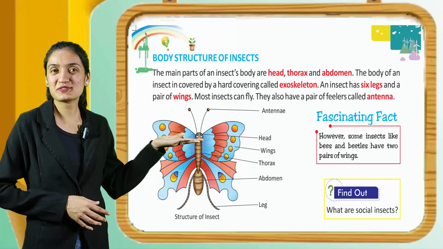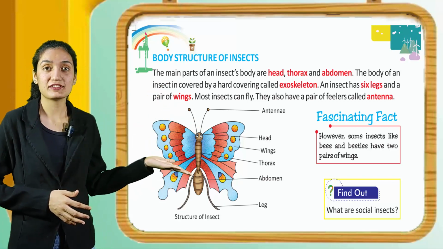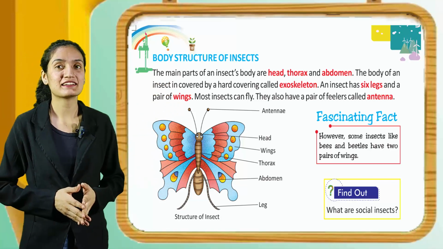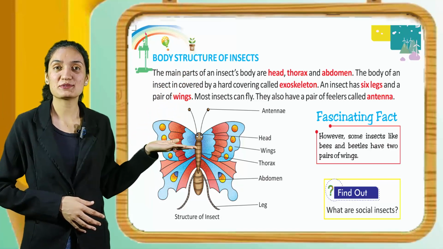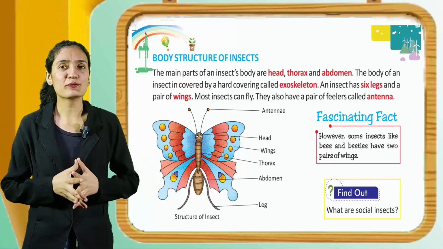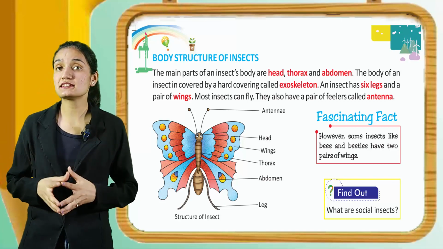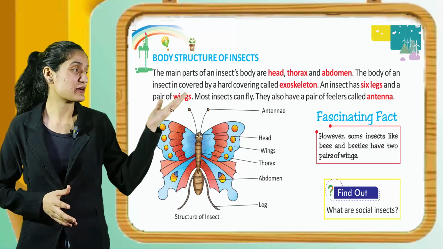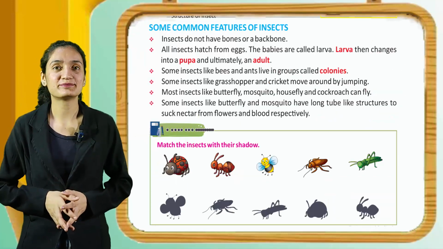Look at this beautiful insect, that is a butterfly. Here are the parts given of a butterfly. Parts: antenna, head, wing, thorax, abdomen and legs. Now, fascinating fact, however, some insects like bees and beetles have 2 pairs of wings. Now kids, let's find out what are social insects.